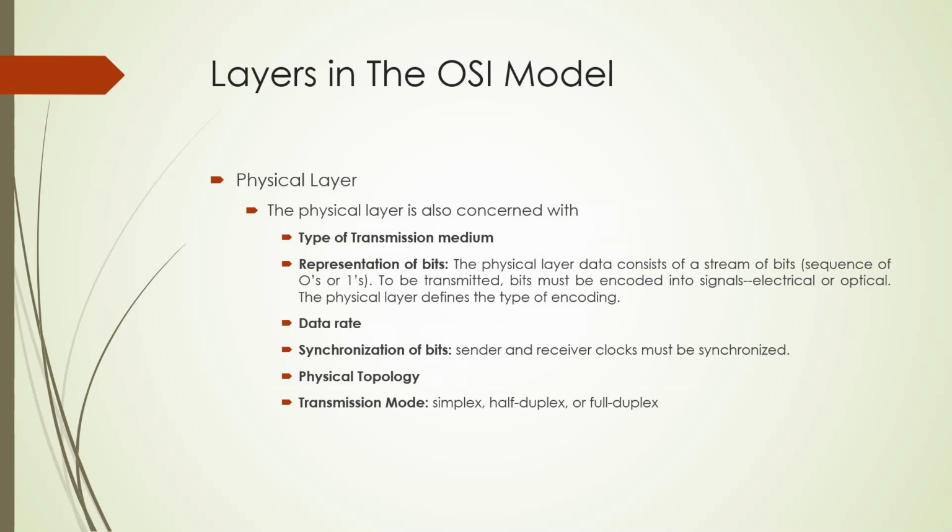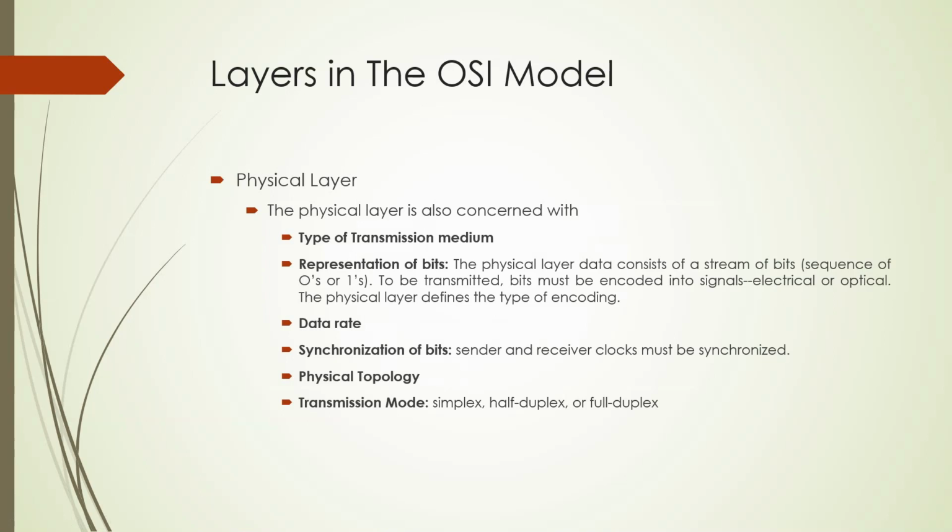So the physical layer is also concerned with the type of the transmission medium, right? Suppose we are using a fiber optic cable, so both the computers connected with the help of a fiber optic cable will have some set of rules to communicate through the fiber optic cable. Again, if it is communicating through a coaxial cable, it will have a different set of rules. So the physical layer is always concerned with the type of transmission medium that is being used for the communication.